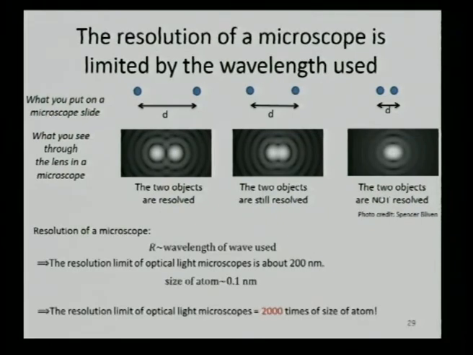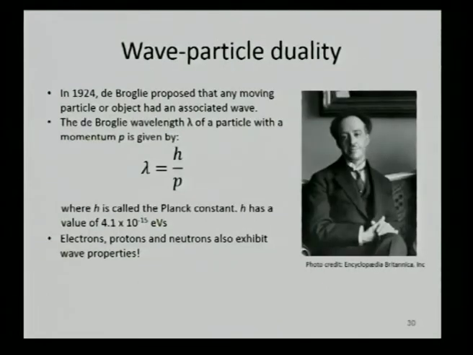It turns out that the resolution of a microscope depends on the wavelength of the wave I used. In an optical microscope, the resolution limit is about 200 nanometers. And as I have mentioned, the size of an atom is about 0.1 nanometers. So the resolution limit of an optical microscope is about 2,000 times the size of an atom, and that's the reason why we can't see atoms using an optical microscope.